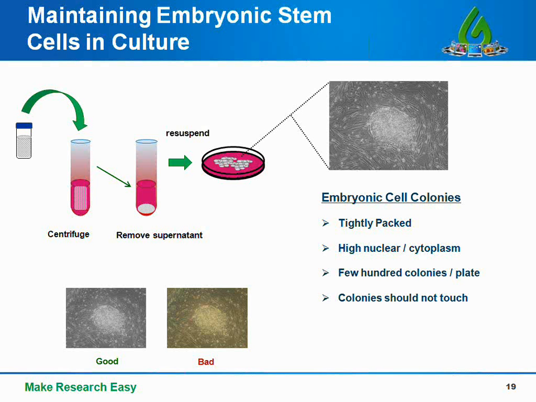Now, these distinct colonies should be spread out throughout your culture plate, and they should not overlap or touch each other. If the embryonic cells are cultured on a feeder cell line, you should see a distinct edge between where the embryonic cell colony ends and where the feeder cells begin. On average, for a 10 ml plate, you should have somewhere between 60 to 100 colonies.